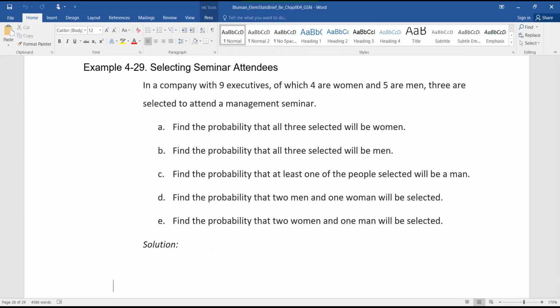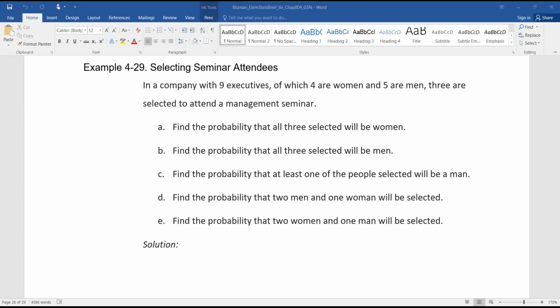Okay. So example 29, it says selecting seminar attendees. In a company with 9 executives, of which 4 are women and 5 are men, 3 are selected to attend a management seminar. Does order matter? No, because they're going to this seminar, and it doesn't matter if you're selected first, second, or third, you're still going to the seminar, right? So find the probability that all 3 selected will be women. So first, let's find all of our combinations.